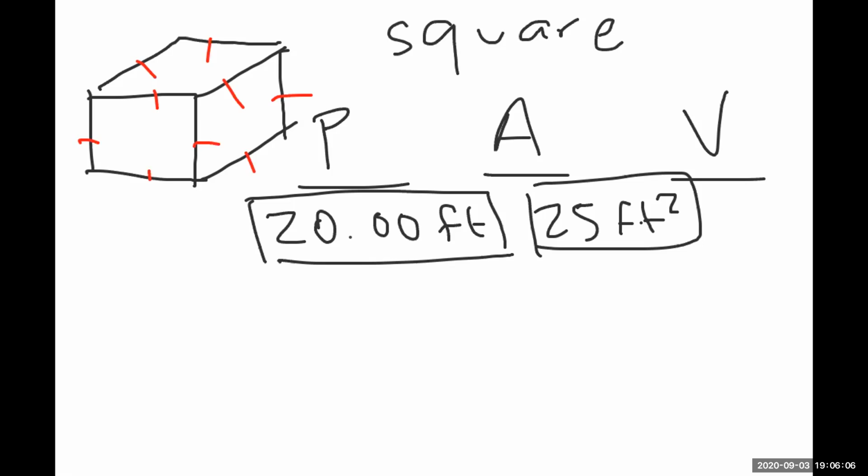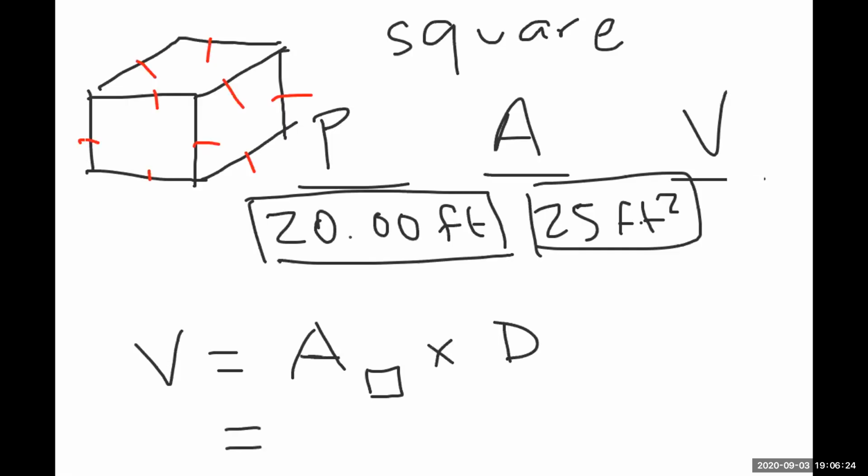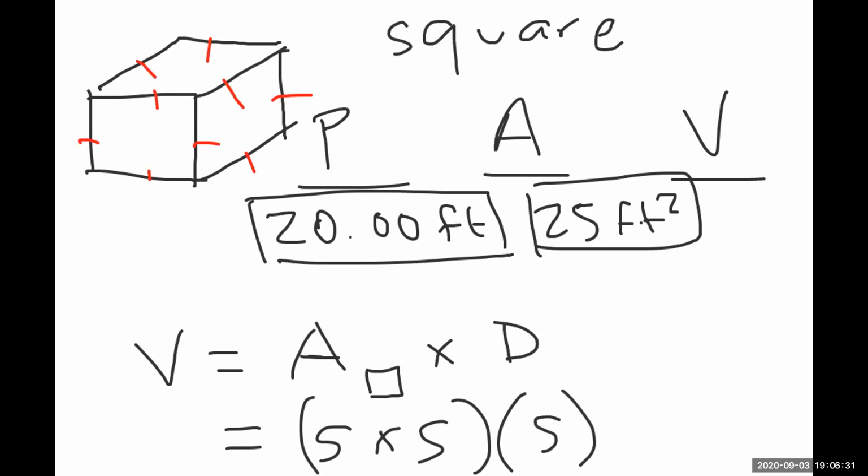So the volume is the area of a square times the depth, okay, the depth. But on a cube, all sides are equal, right? So the volume of a cube is S times S, which is the area, and the depth is also S because they're all equal. So the volume equals S cubed, or S times S times S.